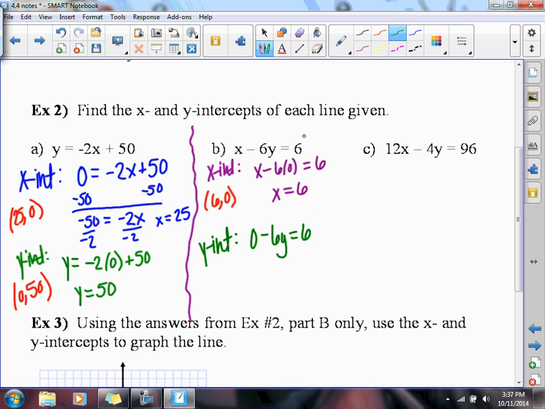Again, I'm going back to this original equation that they gave us, and I'm substituting in there. Well, 0 minus 6y is just minus 6y. And then if I divide by the negative 6 to get the y by itself, I'll have y equals negative 1. But again, I'm not going to write my answer like that. I'm going to write it as an ordered pair. I put 0 in for x, and then I got negative 1 out for y. So that would be my answer.